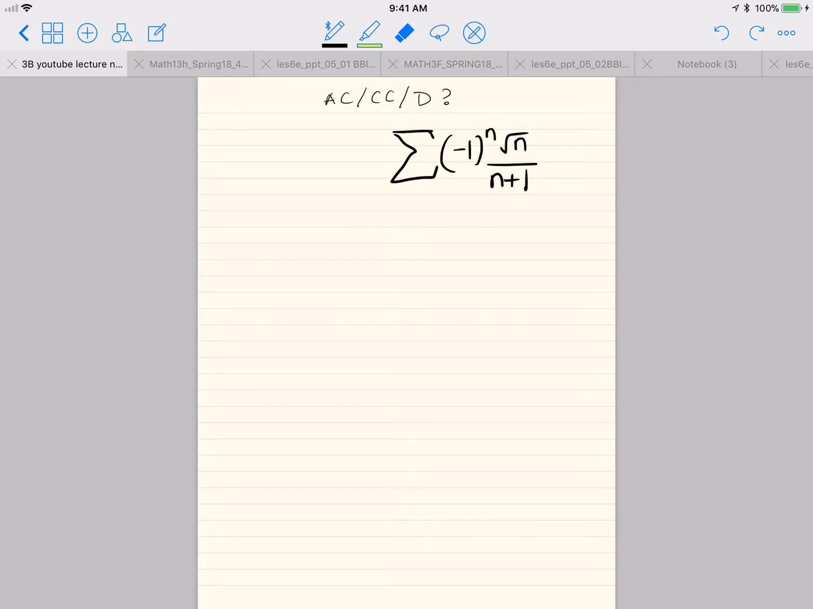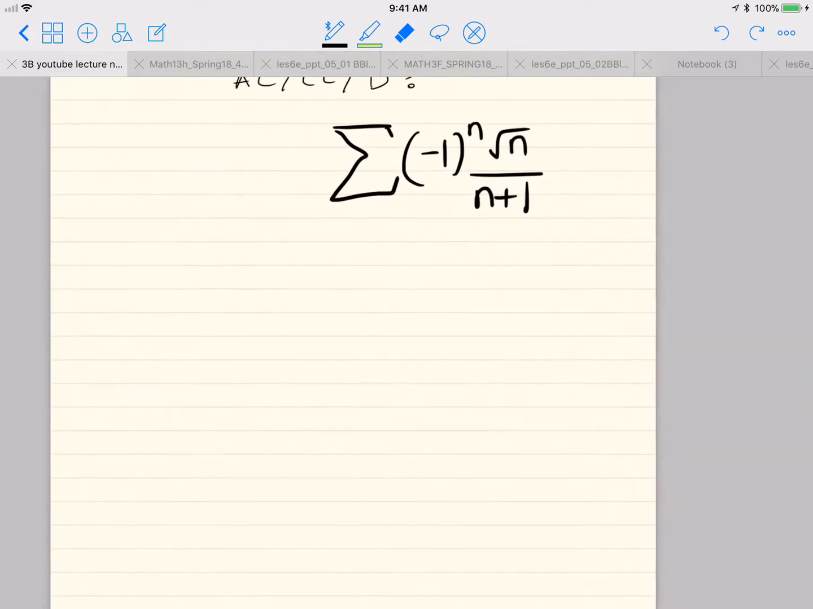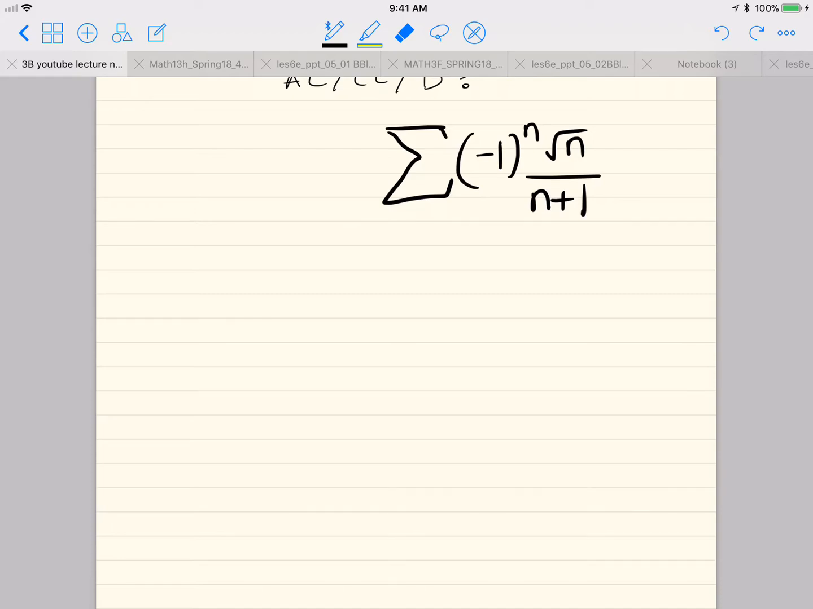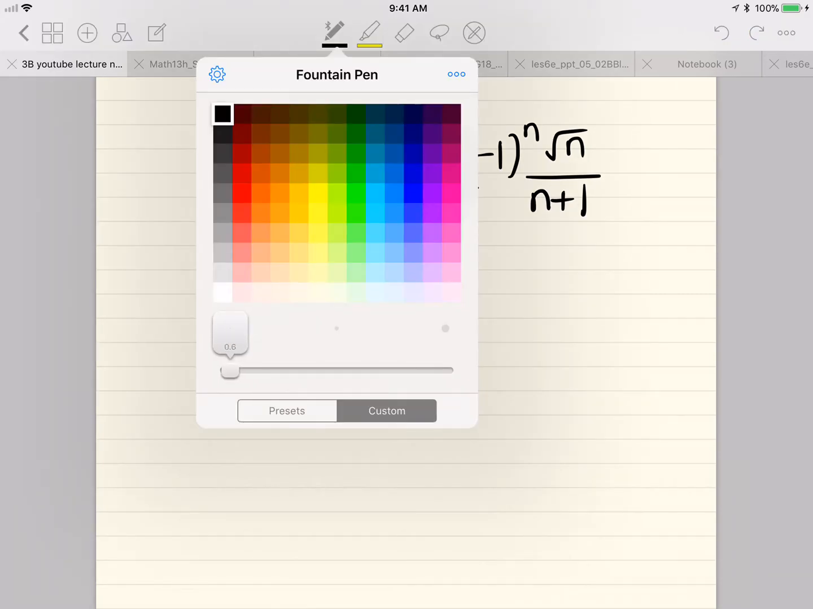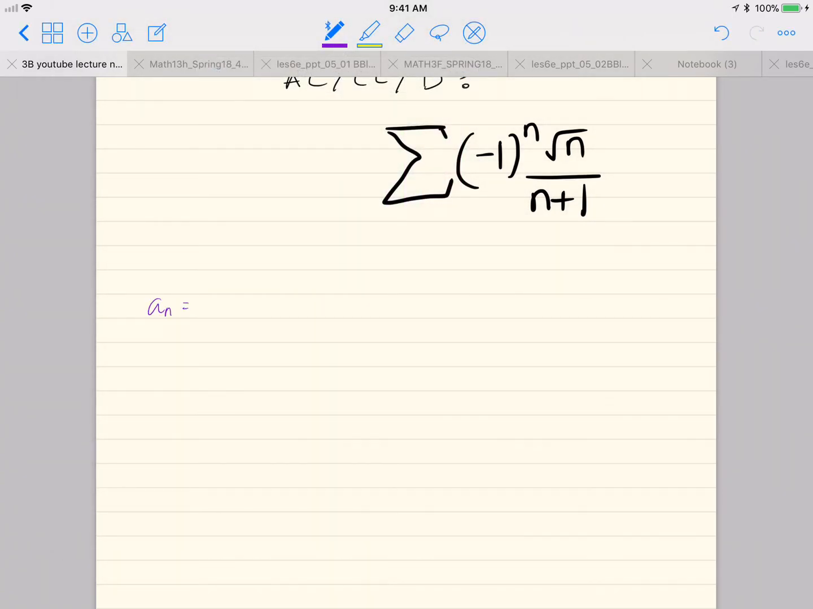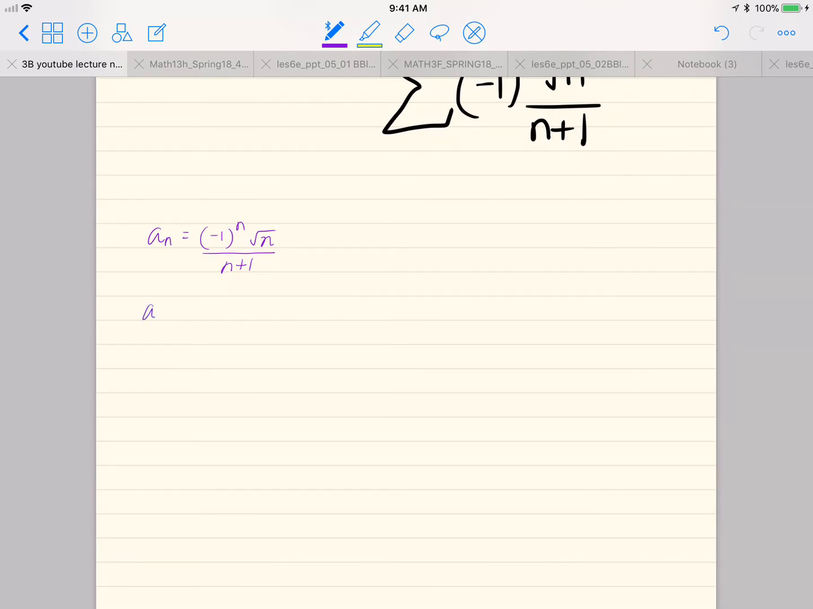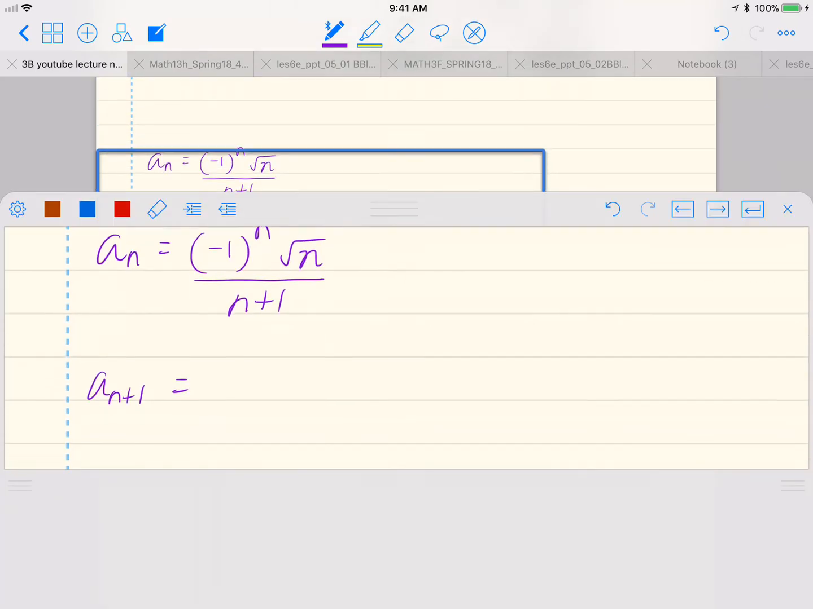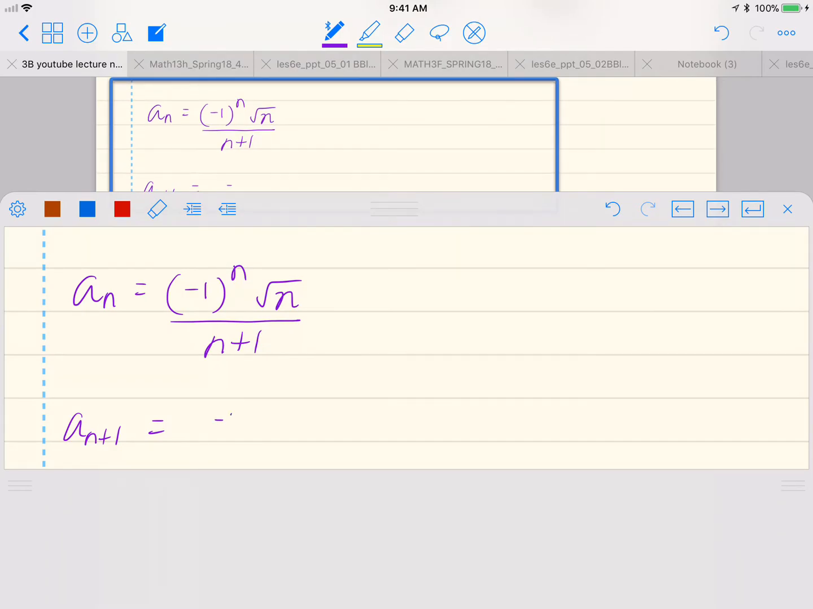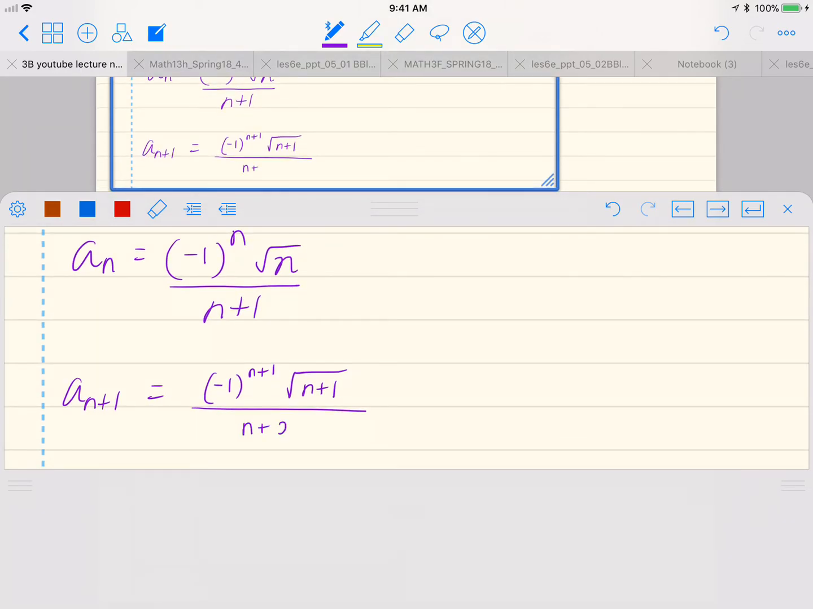Okay, let's try to use maybe the ratio test to see if this series is absolutely convergent. So we're going to start off with figuring out a sub n. So a sub n is going to be negative 1 to the n times the square root of n over n plus 1. And now a sub n plus 1 is going to be equal to, let's see here, negative 1 to the n plus 1 times the square root of n plus 1 over n plus 2.